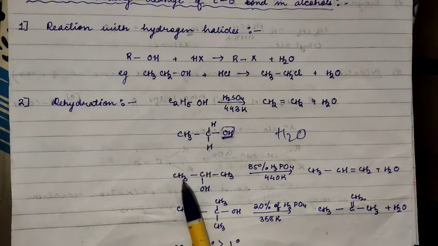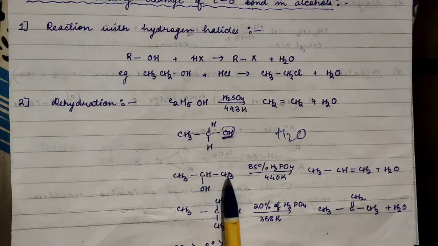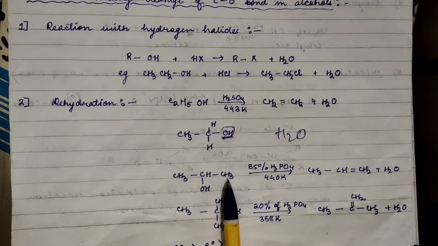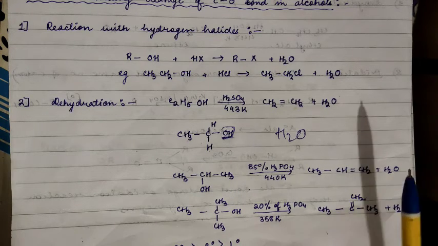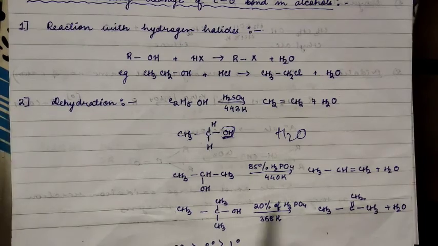What is there on the left? CH3CH double bond CH2. From here OH will be removed, and from this carbon one hydrogen will be removed. So you will get this. So this is propene plus water as byproduct.